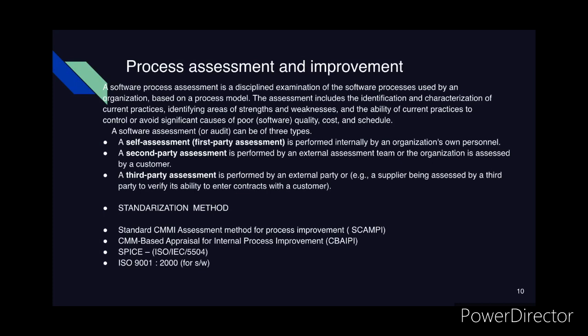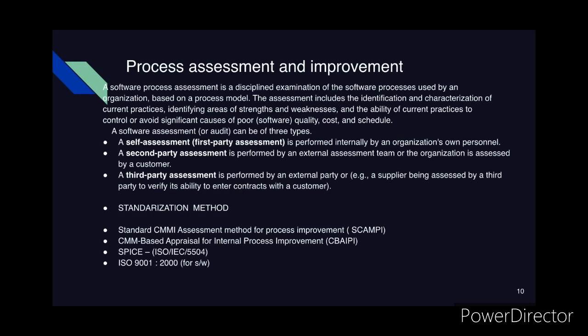Now there are some standardization methods also, from where an organization can get a standard. Different certificates can be gathered from using these standardization methods. The first one is standard CMMI assessment method for process improvement. CMMI means capability maturity model integration. Here it provides a 5 steps process assessment model that incorporates 5 phases, that is initiating, diagnosing, establishing, acting, and learning. The second one is CMM based appraisal for internal process improvement.